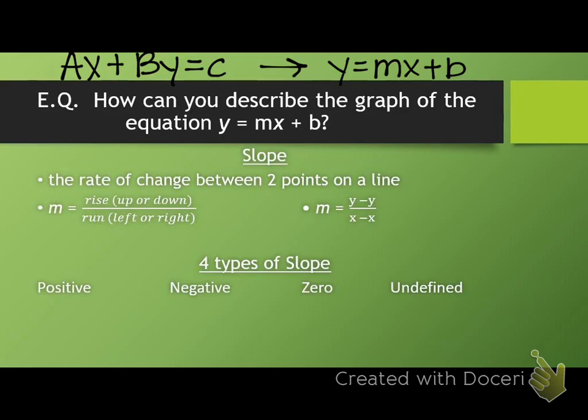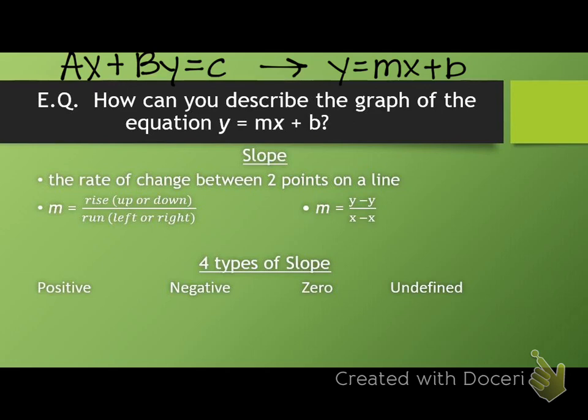Now, we got to talk about slope. All right, slope. Definition of slope is the rate of change between 2 points on a line. So there's a couple ways that we can represent this. m is equal to rise over run. Okay, and you can see in your notes, I was very, very specific. Rise is your up or down motion. Run is your left or right motion.